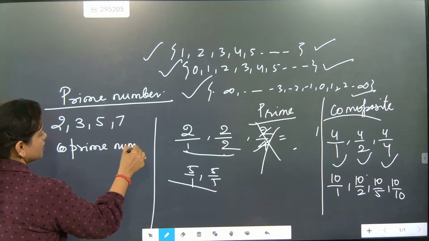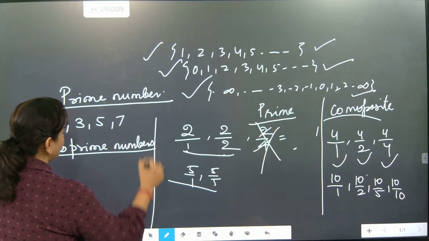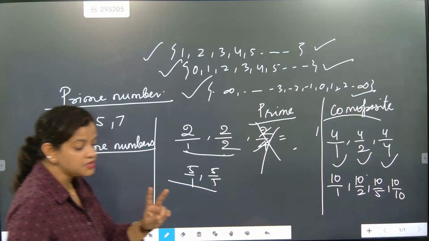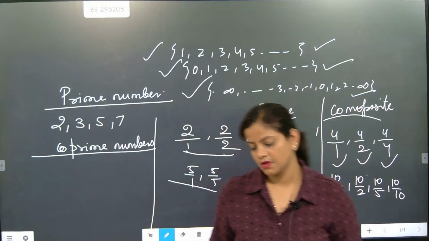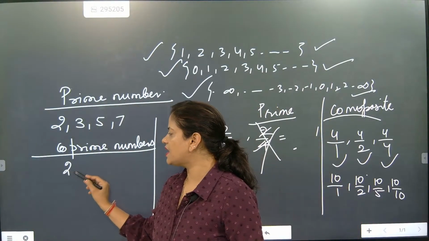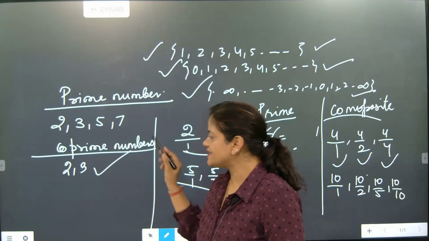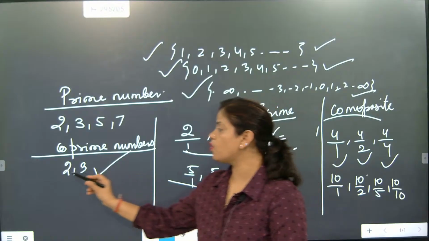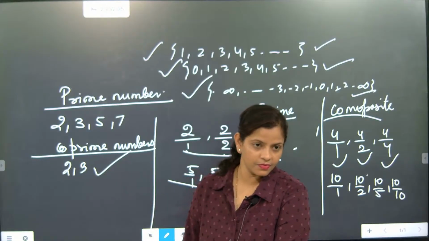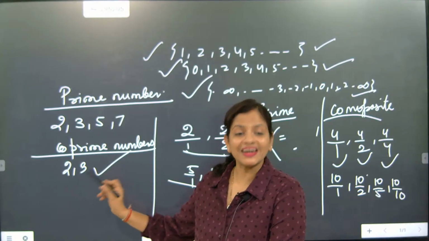Co-prime numbers. So what is the meaning of co-prime numbers? When two numbers come under a pair. Understood? Like if somebody asks 2 and 3, are they co-prime? The answer is yes, they are co-prime, because there is no common factor between them.